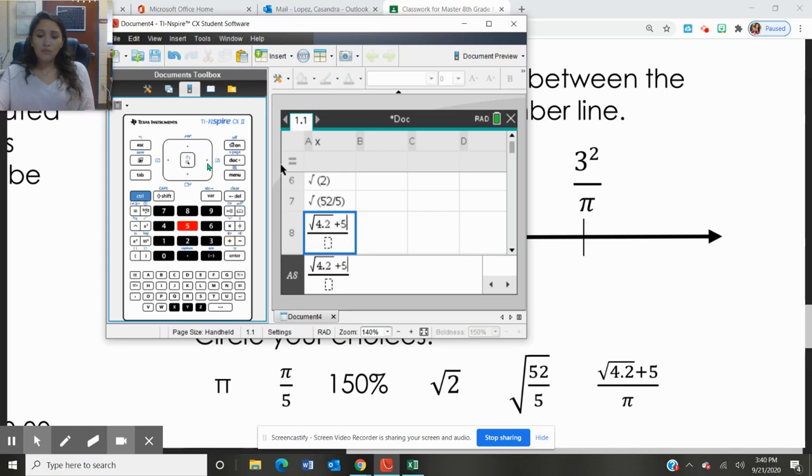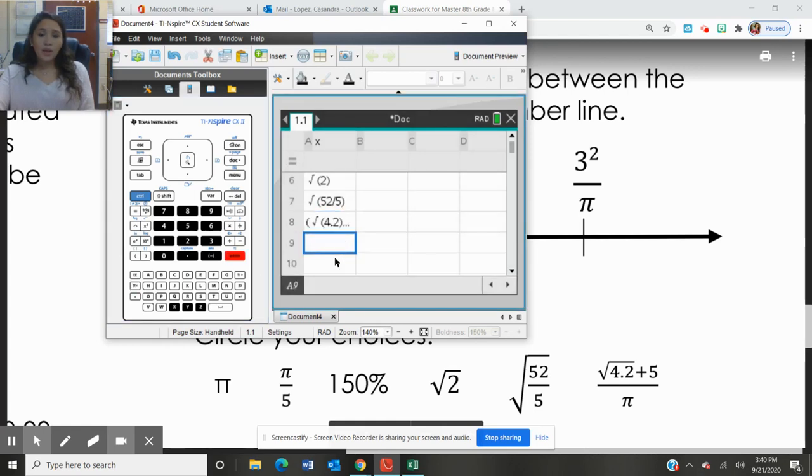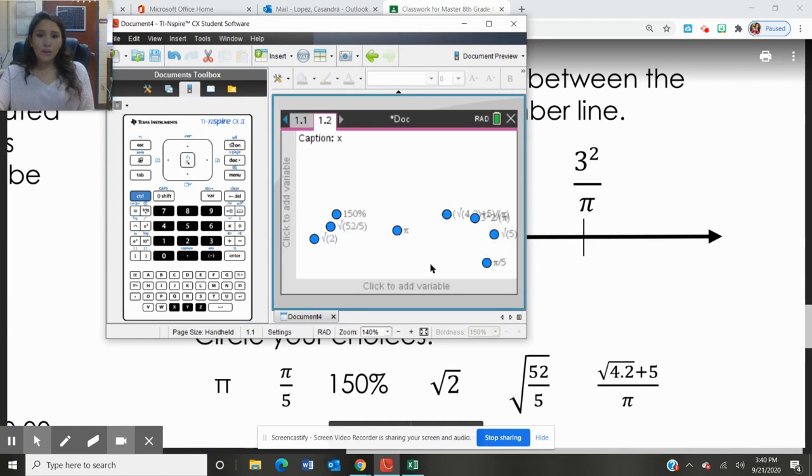So I'm going to put plus 5. I'm going to press the down arrow, and then I'm going to put the pi symbol. So pi. Enter. Okay. So all of my values are entered, and I'm now going to press the on button. And I'm going to go over to data and statistics. Okay, what this does is it scatters all my points for me.